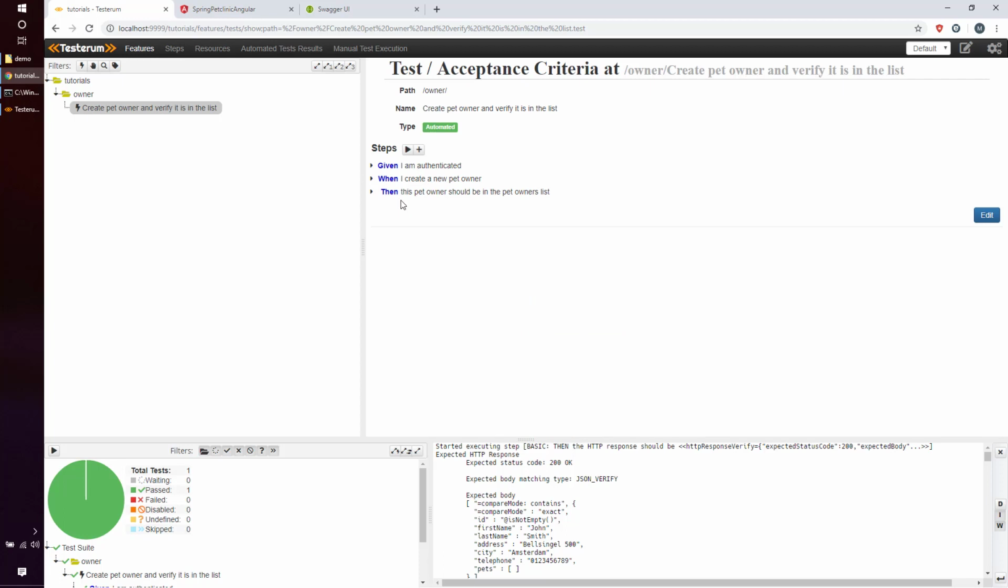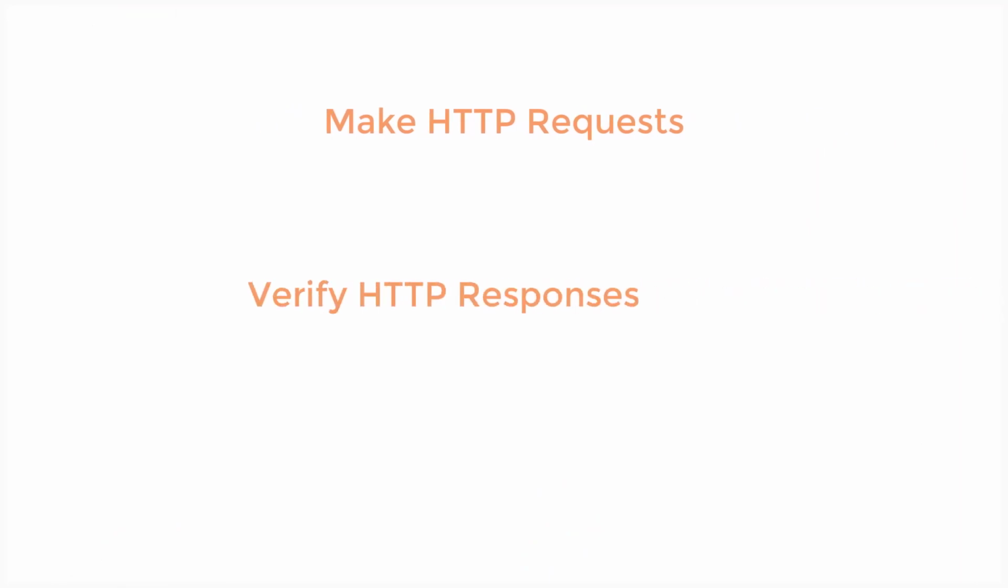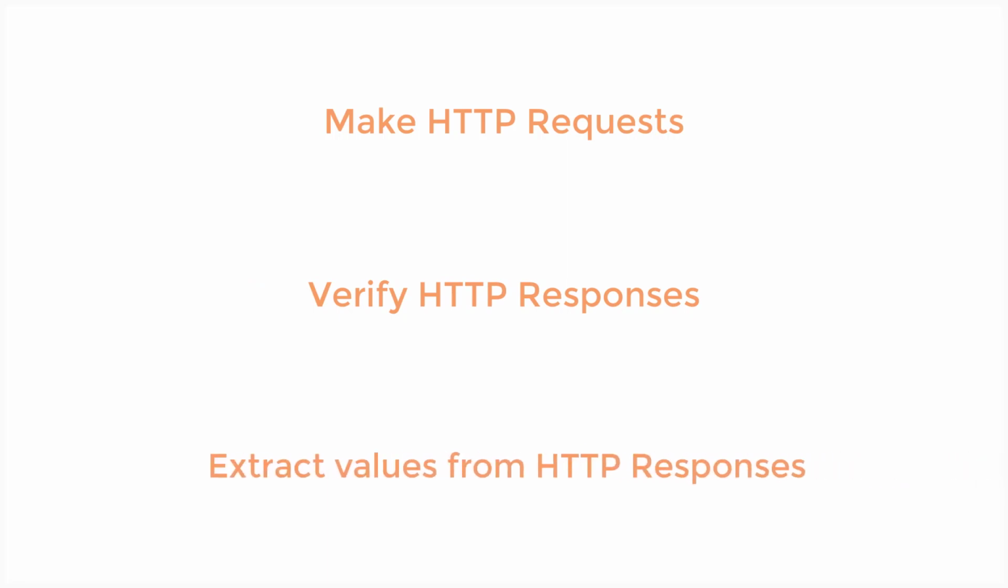I would like to recap what we have learned in this video. In this video we made our first HTTP requests, verified HTTP responses, and used functions to replace randomly generated values. We have learned how to extract values from an HTTP response into variables, and we have learned how to verify that a specific object exists in the response using JSON comparison modes.